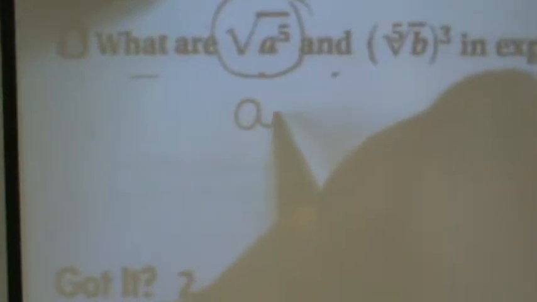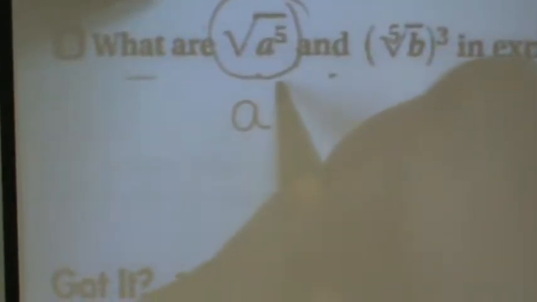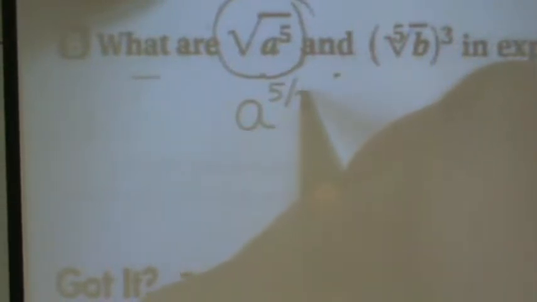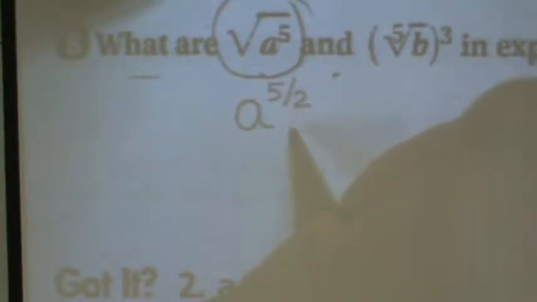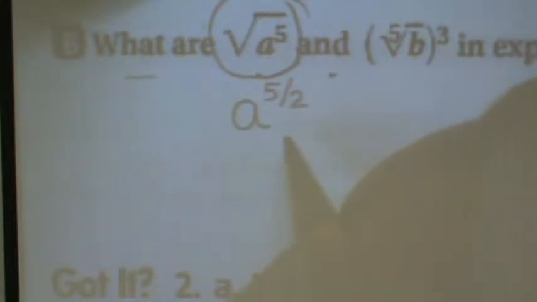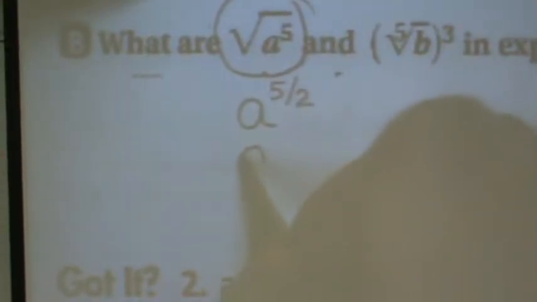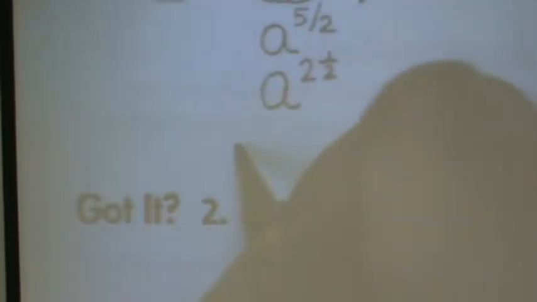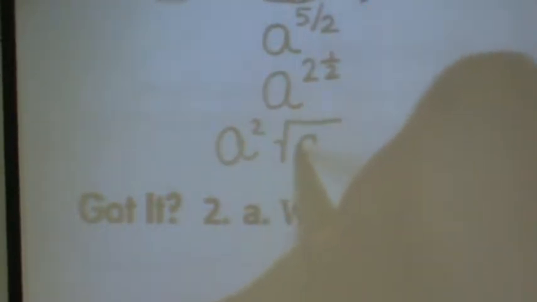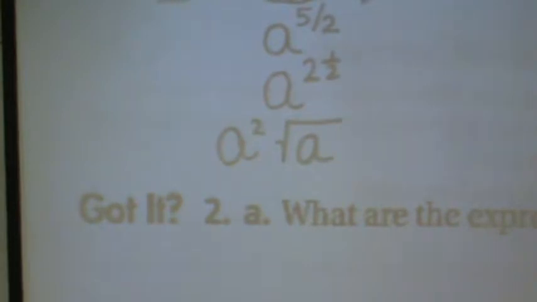Two. A over two. Okay. Now, is it top heavy or bottom heavy? Top heavy. It's top heavy, so can we simplify it? A squared. It's 2.5, right? 5 halves is 2.5, so it'd be a squared, and then times the square root of a. Easy?